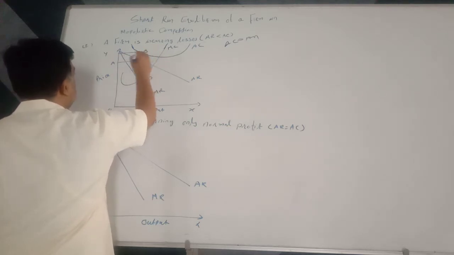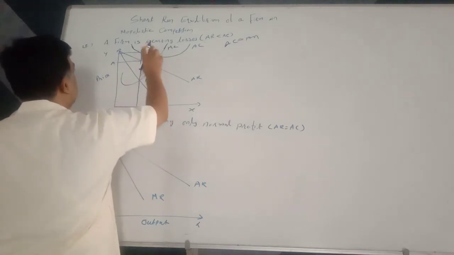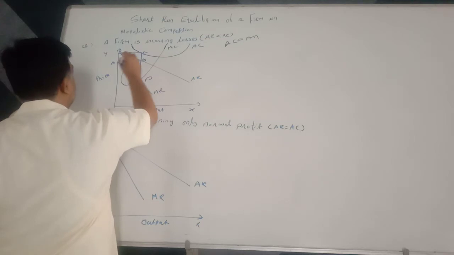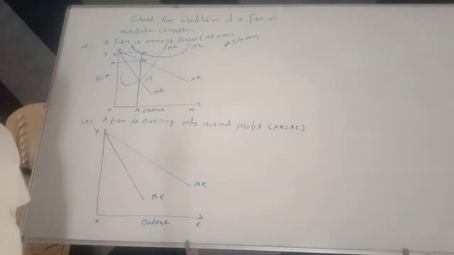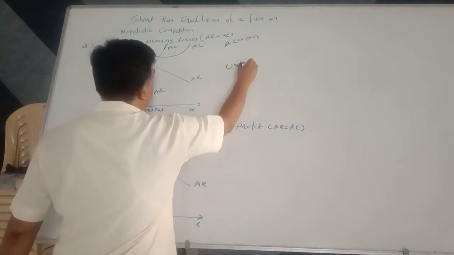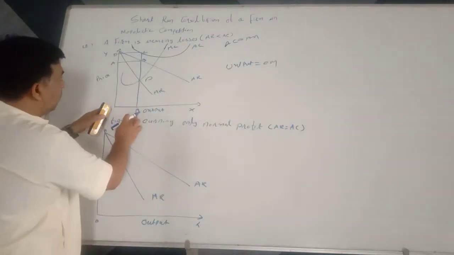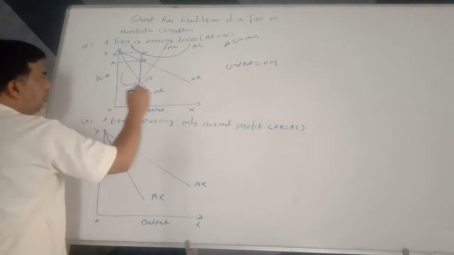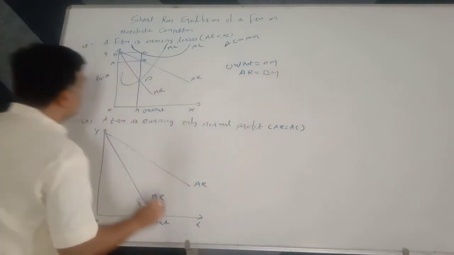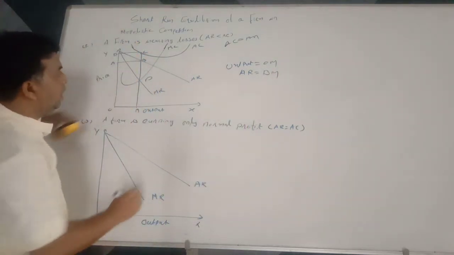A, B, C. This is B, this is C and D. Okay. So what can we observe? What is our output? Optimum output OM. In producing OM output, average cost is equal to BM. Average revenue is equal to BM. At which point is the cost? C. So average cost is equal to CM.